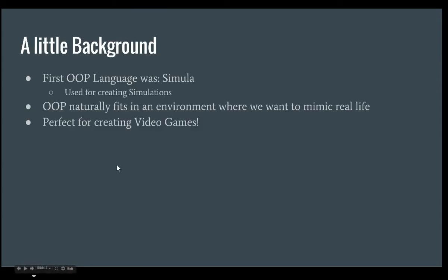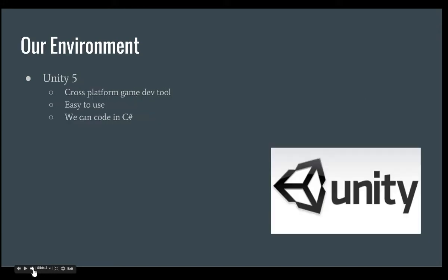So a little bit of background, the first object-oriented programming language was called Simula, which was used for creating simulations. And what we'll find generally is that object-oriented programming naturally fits in an environment where we want to mimic some kind of real-life event, because real life is made up of several objects. We have people, cars, trees, anything really can be an object, and these objects interact with each other. That's why object-oriented programming naturally fits an environment where we want to mimic something like that, and that makes it perfect for creating video games, which is what we'll be looking at today.